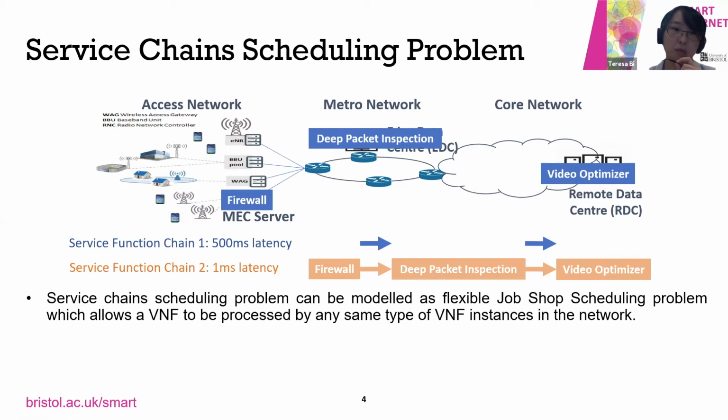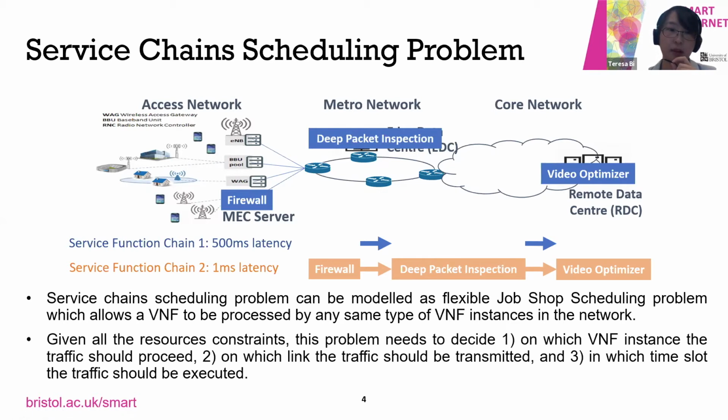In my solution, I model this problem as a flexible job shop scheduling model, which allows the VNFs to be processed by any same type of VNF instances in the network. And given all the resource constraints, this problem needs to decide first on which VNF instance the traffic should be processed, second, on which link the traffic should be transmitted, and third, in which time slot the traffic should be executed.